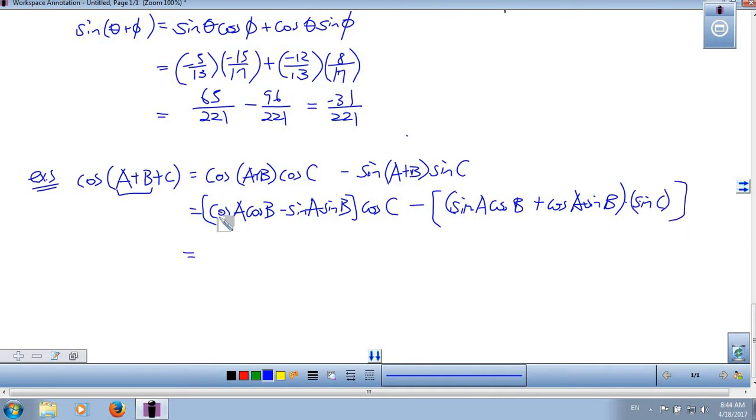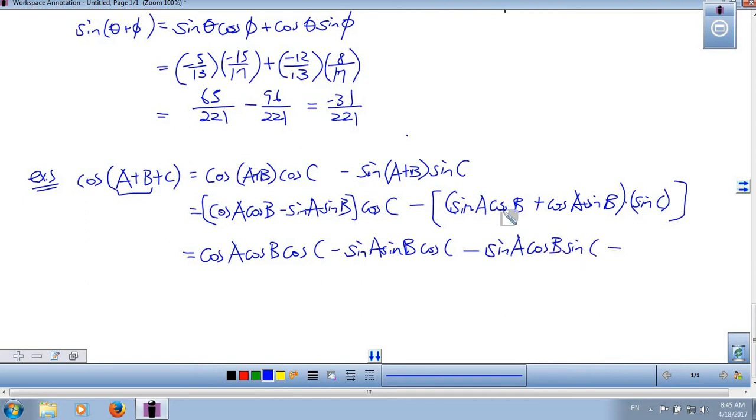Okay, so let's go ahead and multiply everything out together. So it's cosine A cosine B cosine C, minus sine A sine B cosine C, minus, okay, so this is going to be sine A cosine B sine C, and then minus again, cosine A sine B sine C. So let's see, are there any like terms? Okay, no, there are no like terms. So that's it. This is the expansion of cosine of A plus B plus C.